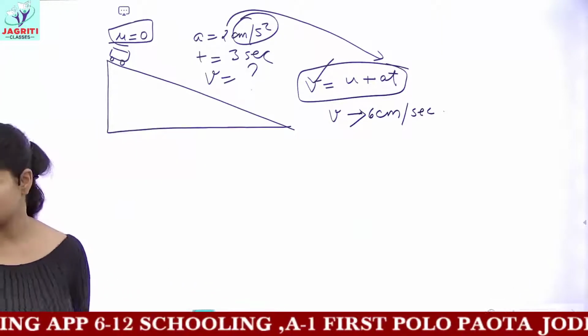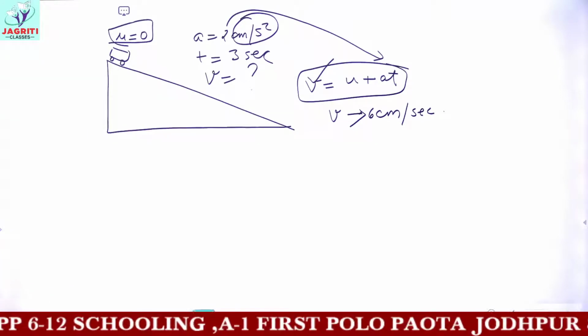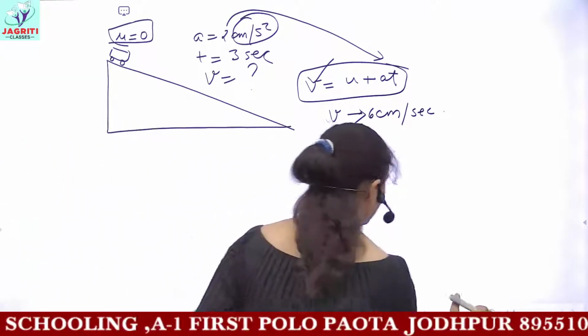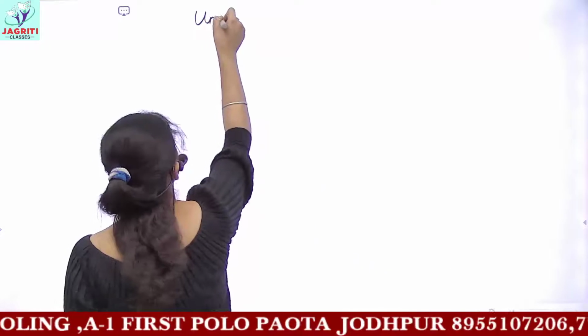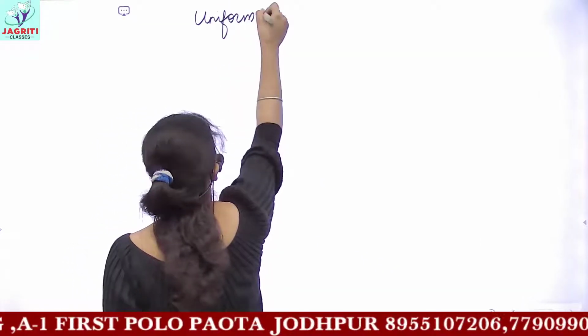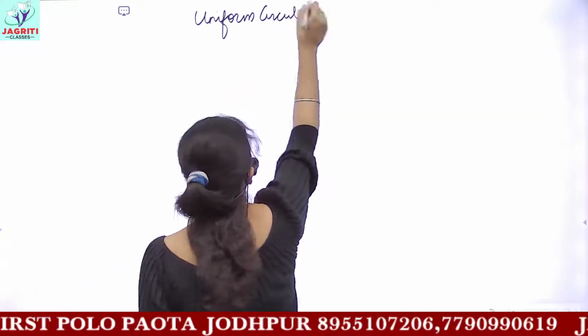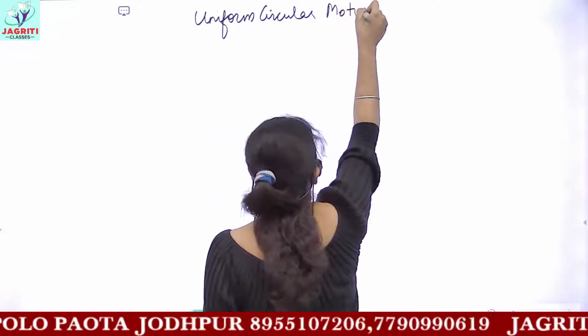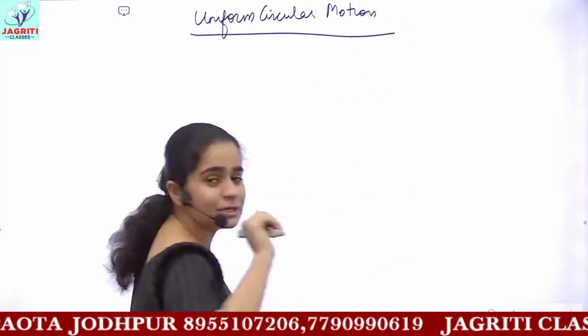So these were all the questions which we have here. Now we'll be dealing with a new topic, which is the last topic of this chapter. It is uniform circular motion. Now this is a short topic, you have to remember some things.